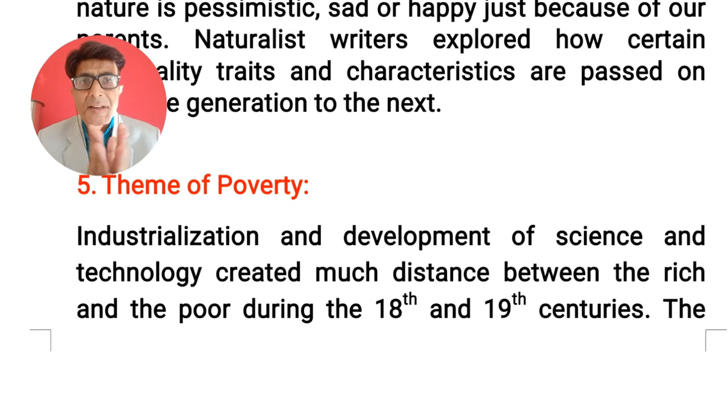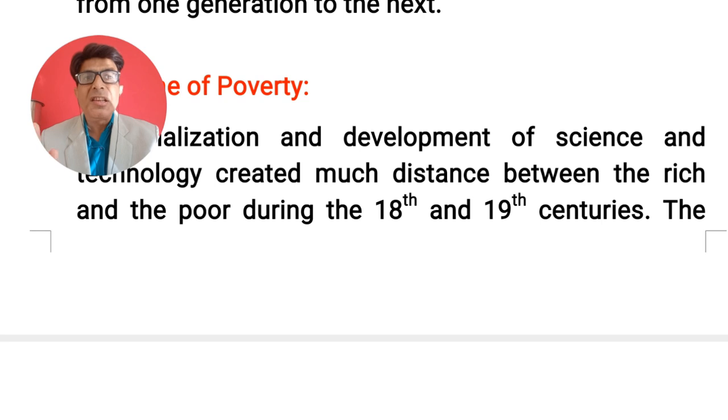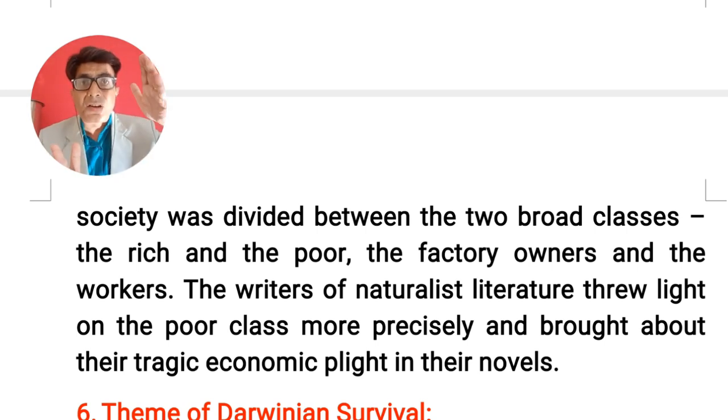That the whole society was divided between two major classes, and these two major classes were the workers working in the factory, labor, okay, and the second one was the owners of the factory. So the society was divided into two classes, the rich and the poor. And the gap between these rich and poor even increases more and more day by day. The rich becomes the richer and the poor becomes the poorer.